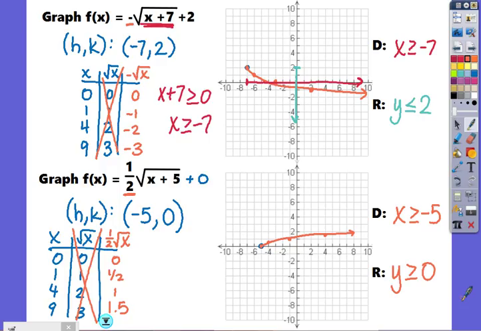I hope this goes okay for you. Tomorrow we're going to do the same thing, only we're going to see what the cube root function looks like. So it's not going to look like a parabola. Maybe you can think of what that might look like.